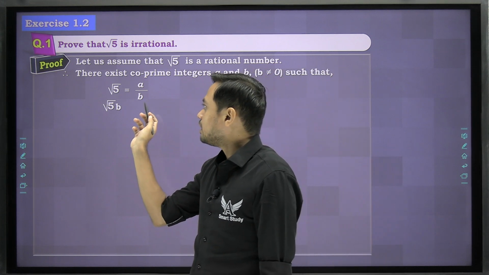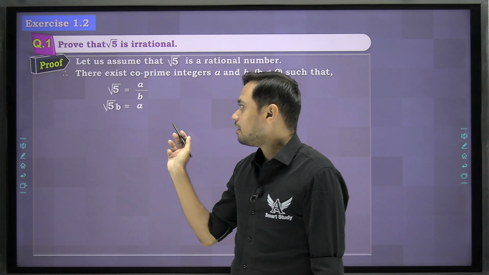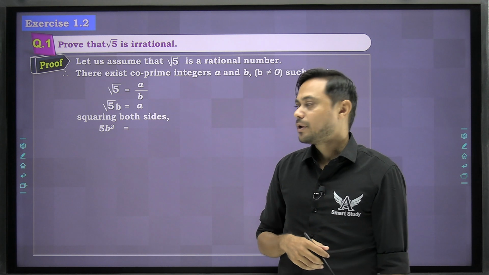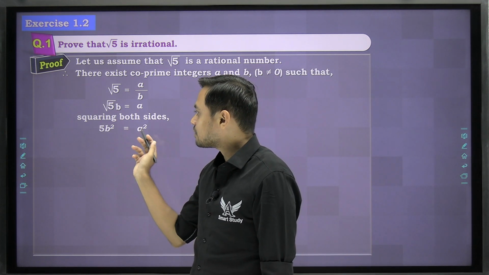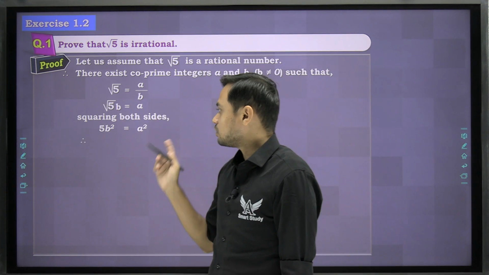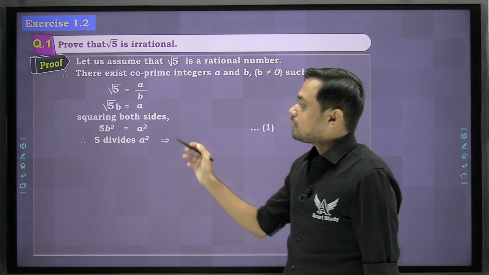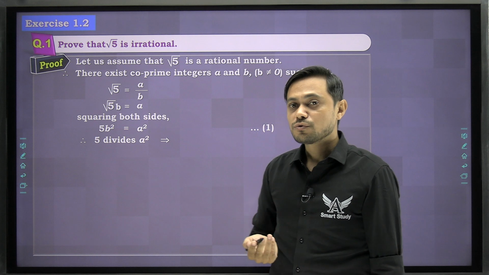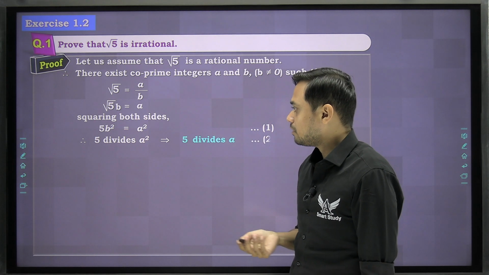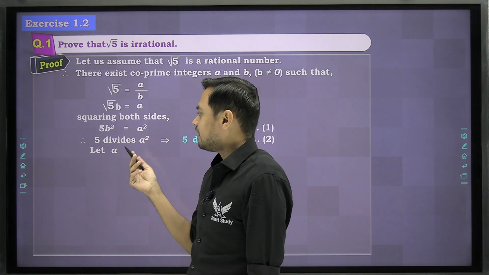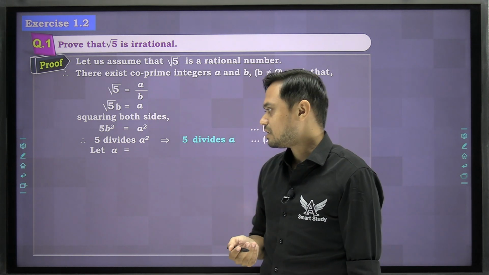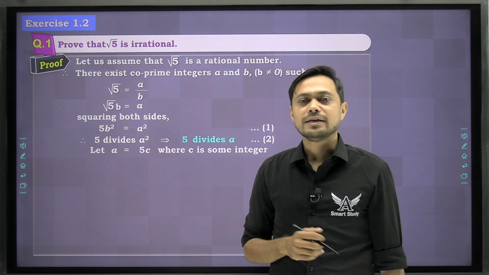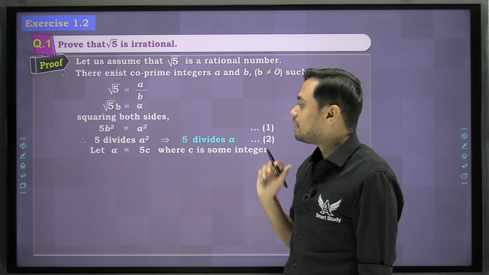So now let's multiply b with root 5, so it becomes a, and now squaring both sides we obtain 5b square is equal to a square. So this is equation number 1, and now here you can see 5 divides a square. It means that 5 also divides a. Okay, now we can take any value of a, like 5c, or you can take 5k or anything, right? And c is nothing but some integer.